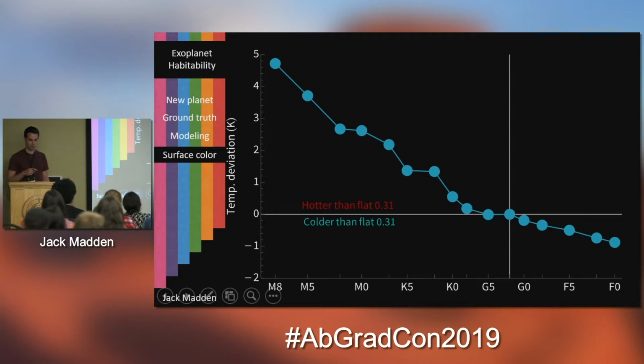This is changing how you would define a habitable zone line if you're using a wavelength-dependent albedo. Instead of just using a flat line, if you had something that more represented what the surface actually looked like.